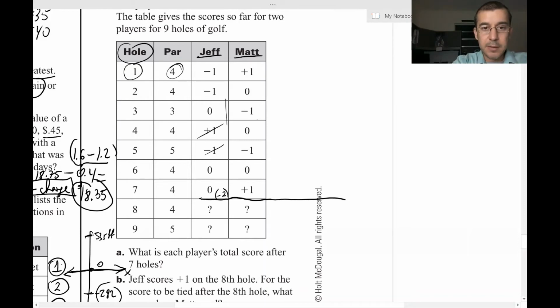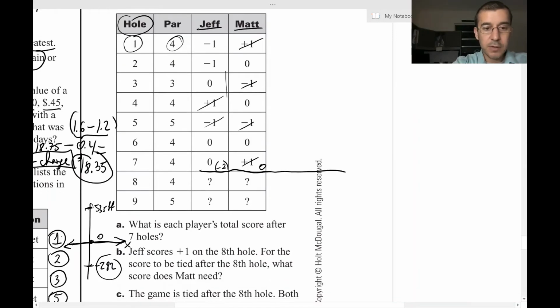How about Matt? Well, we have +1 and -1 cancel out, -1 and +1 cancel out, so he's at 0. He's at par so far. Okay. So what is each player's total score after 7 holes? Jeff, -2, Matt, 0. That's A.